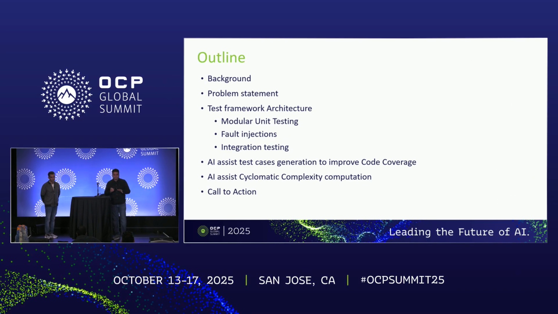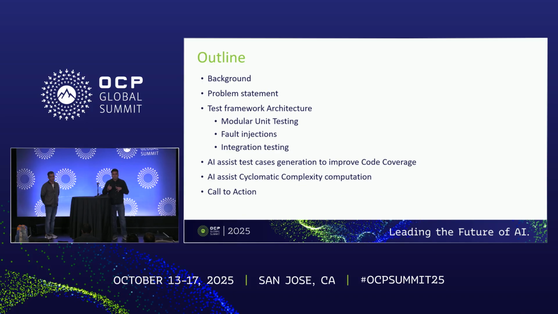So this is the outline of what we are discussing today. We will first give you the background: what this unit testing framework is for, and what area we are focusing this unit testing framework on. Then we'll tell what problem we are trying to solve using this framework. Then overall we'll discuss the test framework architecture, modular unit testing, fault injection and integration testing.